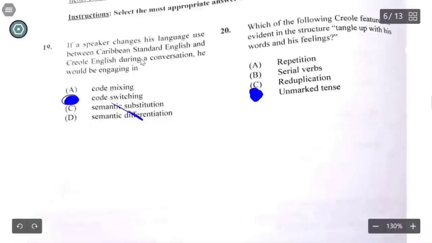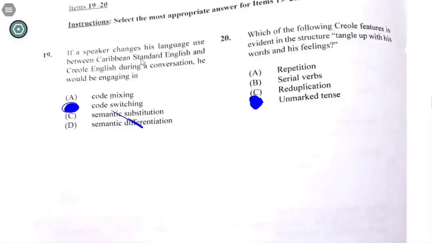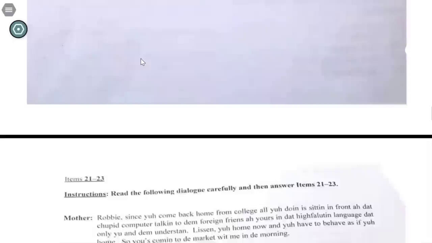Hold on. Reduplication would be like chaka chaka. Repetition, I think that's self-explanatory. All right, let's go to 21 to 23. Items 21 to 23.